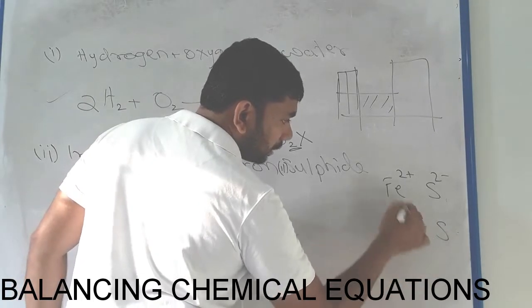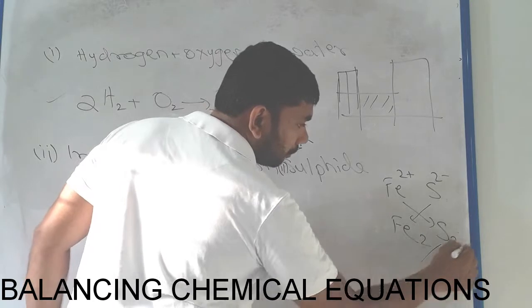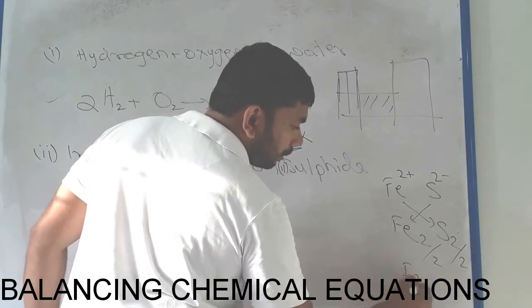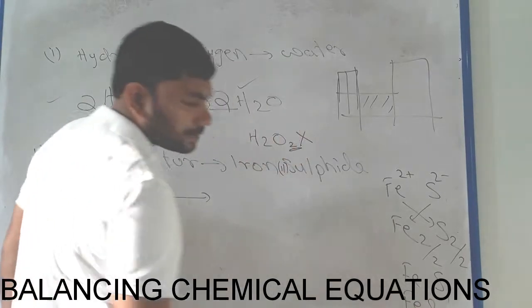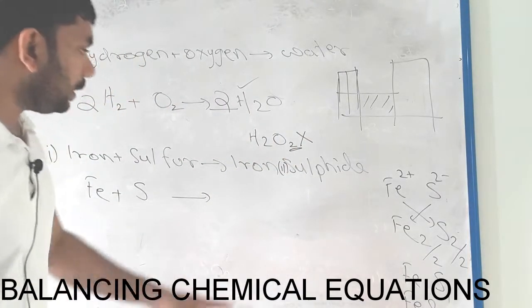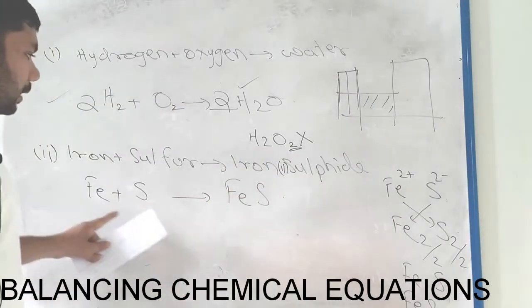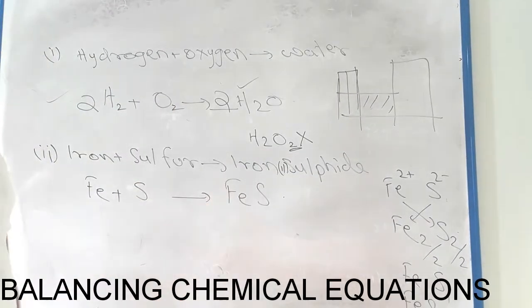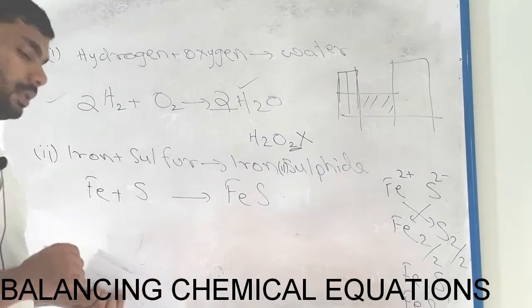So cross multiplication: here 2, here 2, both are the same number. We simplify with a common number. So Fe1 S1, so here FeS, iron sulfide FeS. Same balanced equation, 1 iron and 1 sulfur on each side. This is the balanced equation for iron sulfide. Clear?